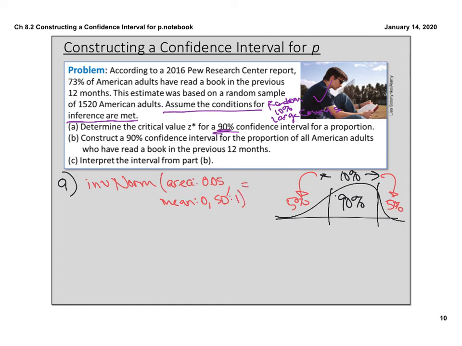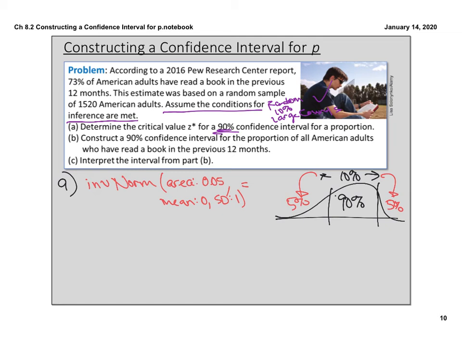So I'm going to my calculator, I go to second distribution, I go to inverse norm, which for me is option 3. You go to 0.05 for your area, mean is 0, standard deviation is 1. Now I have an option to pick a tail. You could pick the right tail if you wanted. If you pick the right tail, it's going to give you the positive value.